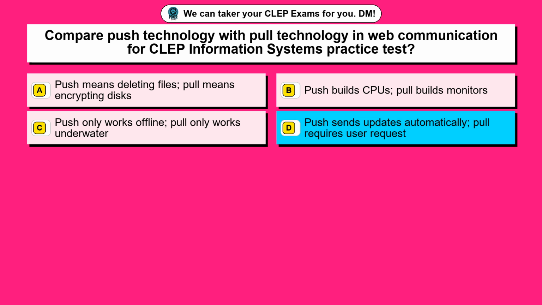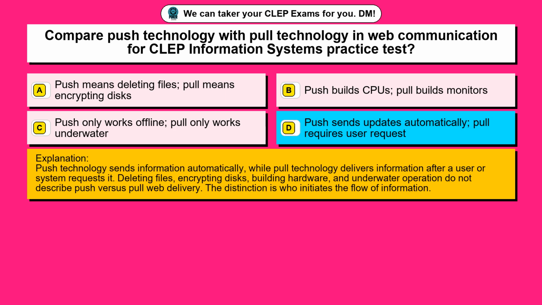The correct answer is option D, push sends updates automatically, pull requires user request. Push technology sends information automatically, while pull technology delivers information after a user or system requests it. Deleting files, encrypting disks, building hardware, and underwater operation do not describe push versus pull web delivery. The distinction is who initiates the flow of information.